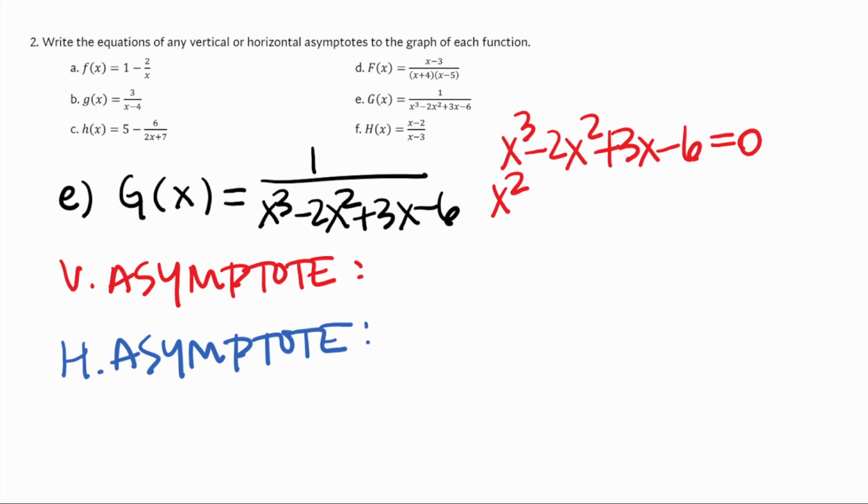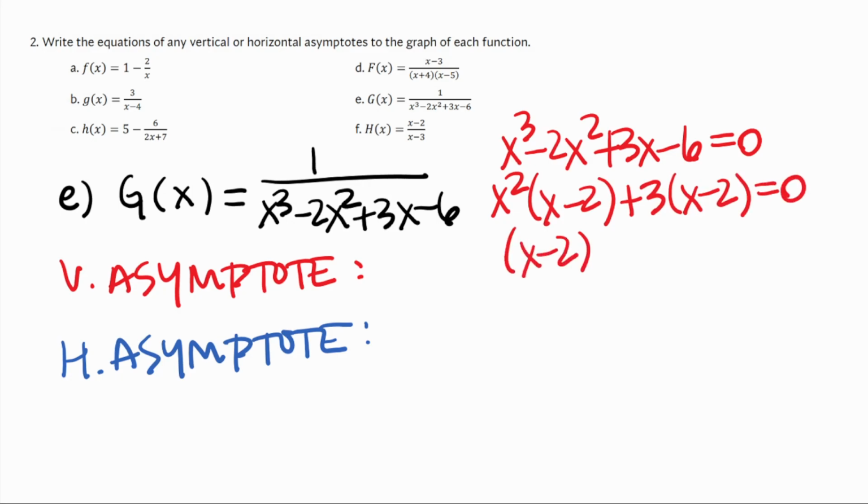So I'm going to factor out an x squared out of the first 2 and a 3 out of the second 2. Factor out the x minus 2. And then, okay, I can't factor that x squared plus 3, so I'm going to solve each of these individually. X minus 2 would equal 0, where x equaled 2.